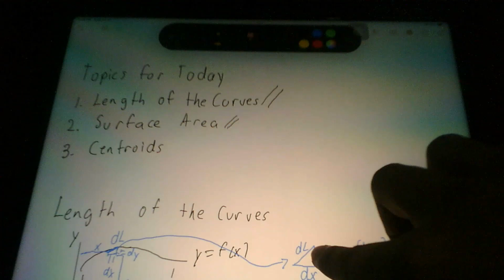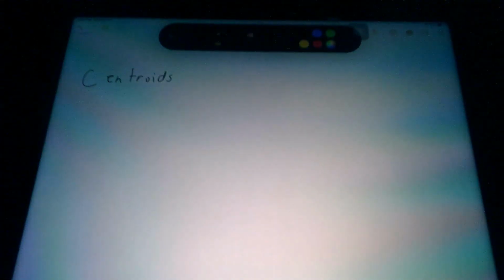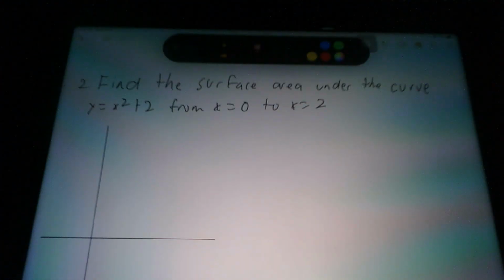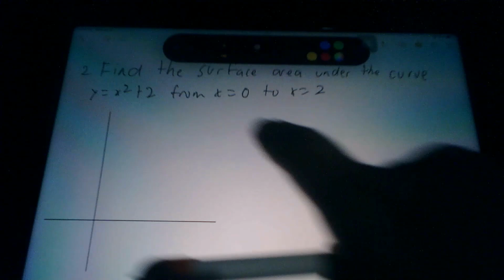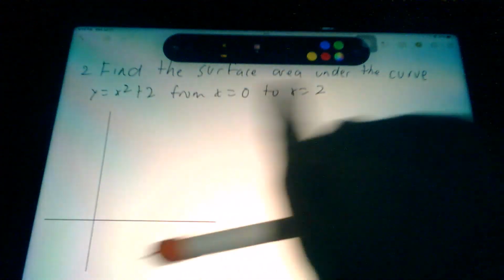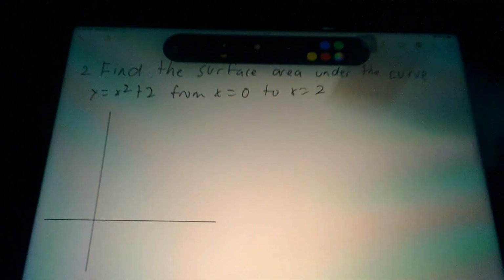Now we move on to our last topic for today, which is centroids. So centroids, let's put centroids here. So let's say in our number 2 example, find the centroid of the area under the curve y equals x squared plus 2 from x equals 0 to x equals 2. So our y here is just a parabola, but we are only concerned with this part of the area.